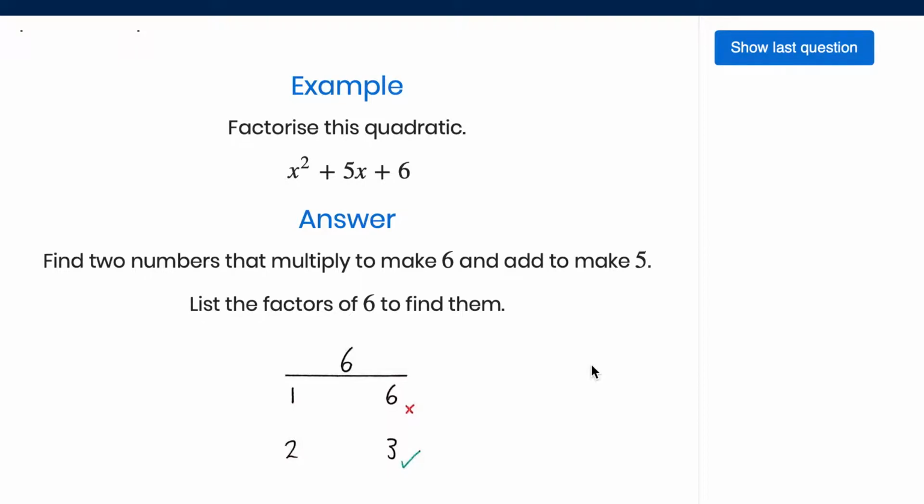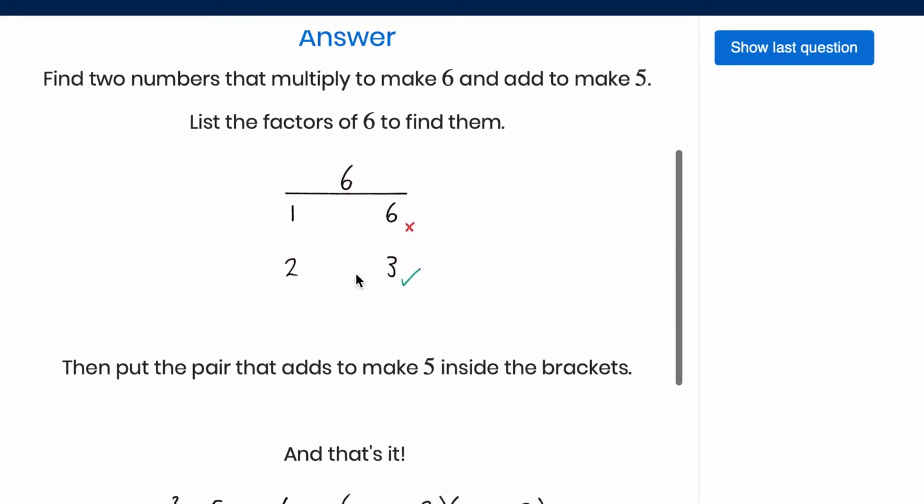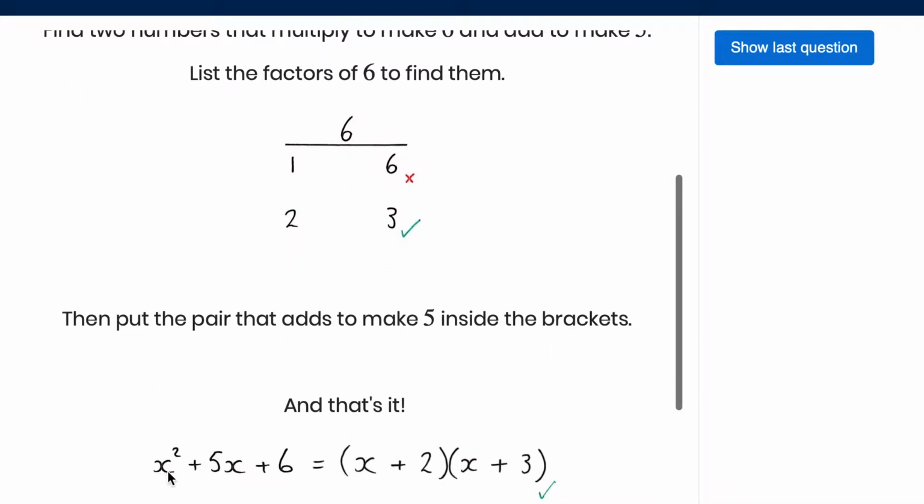And the factors of 6 are 1 and 6, because 1 times 6 is 6. And the other pair is 2 and 3, because 2 times 3 is also 6. And the pair to choose is 2 and 3, because 2 plus 3 equals the 5, which is here in front of the x. Okay, and that's it. We put those two numbers inside the brackets. So you have x squared plus 5x plus 6 is equal to x plus 2 times x plus 3.